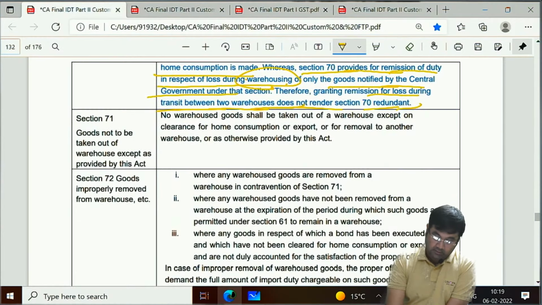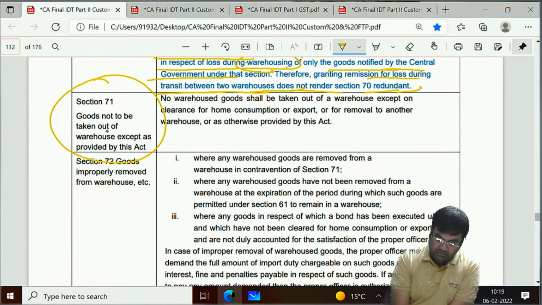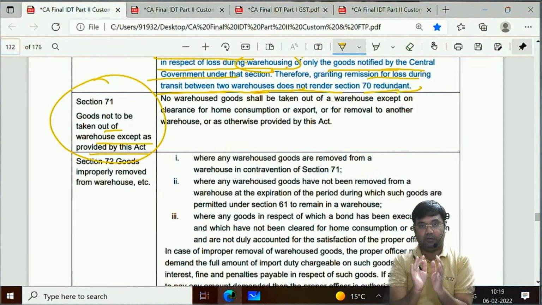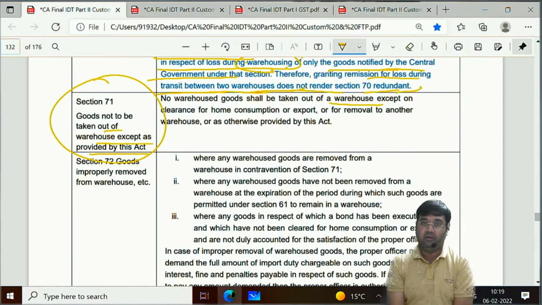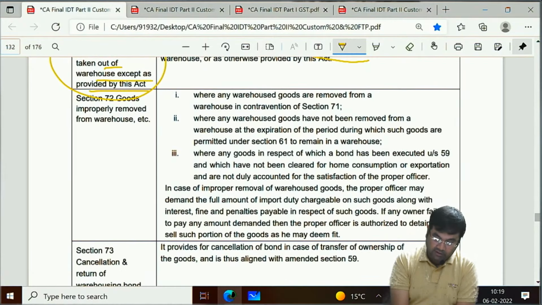Okay. Section 71, goods not to be taken out of warehouse except as provided by this Act. Whatever goods are warehoused cannot be taken out unless, let's say, you file the bill of entry for export, pay the duty, and the order has been given by the officer; then of course you can take them away. But without any clearance, you cannot take away any warehoused goods, whether for home consumption or for export, unless according to the provisions the officer gives you permission. Section 72, goods improperly removed from warehouse, etc.